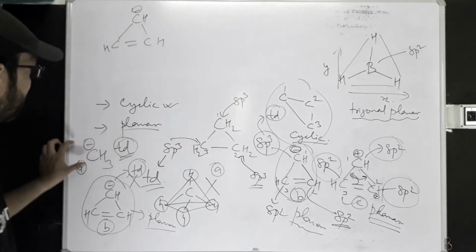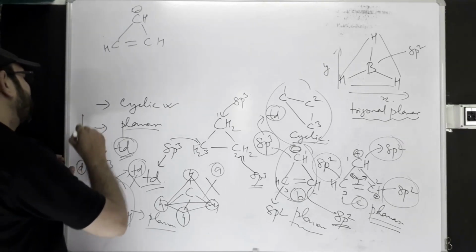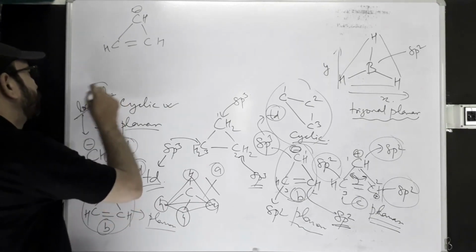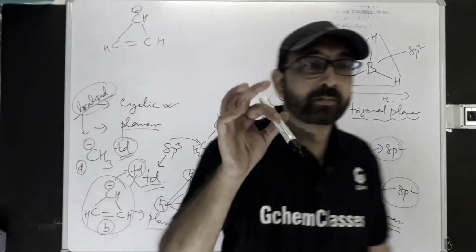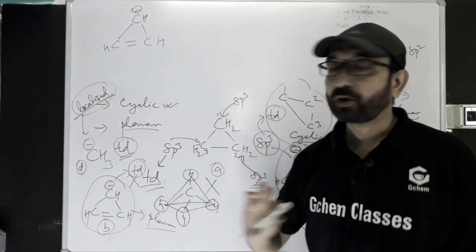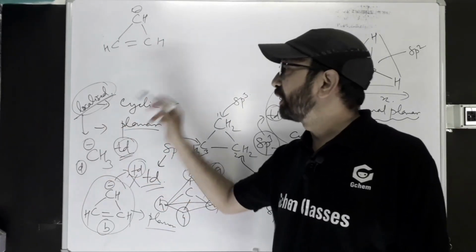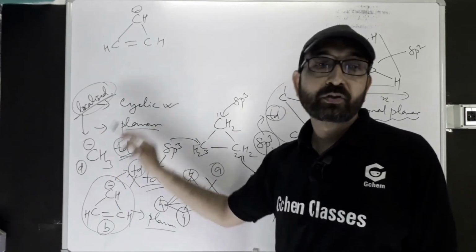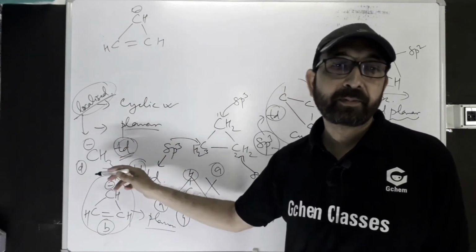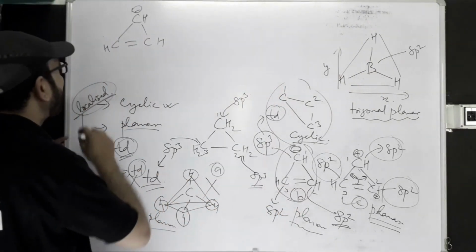In this carbanion, what is happening? This negative charge is localized. Localized means it will be stable. That negative charge will be available on that carbon all the time, and due to that this will be sp3 and the molecular geometry will be tetrahedral. The shape is trigonal pyramidal, but the geometry will be tetrahedral.